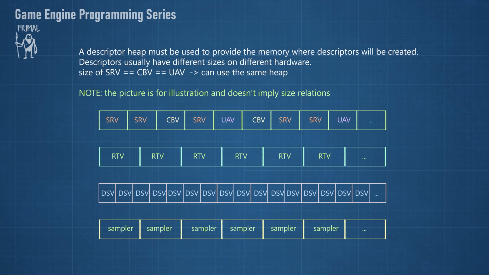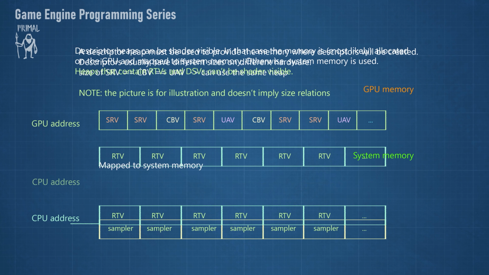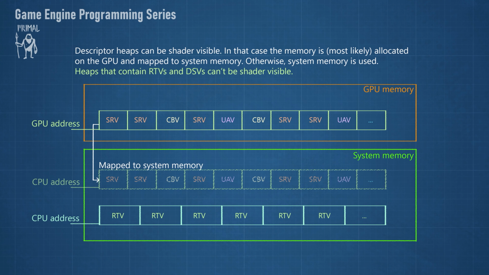Other heap types exist for render target views, depth stencil views, and samplers. Descriptor heaps can be shader visible. That means that they can be bound to the pipeline and accessed by shaders. In that case, the memory is most likely allocated on the GPU and mapped onto system memory. Otherwise, system memory is used to host the descriptors. Heaps that contain render target views and depth stencil views can't be shader visible.